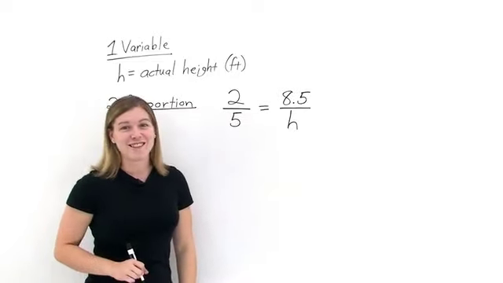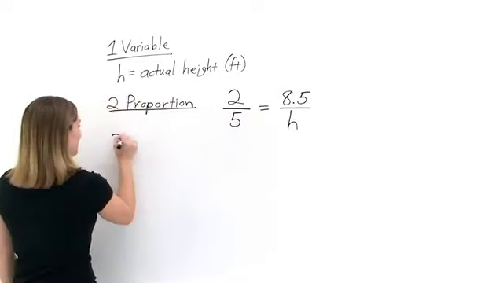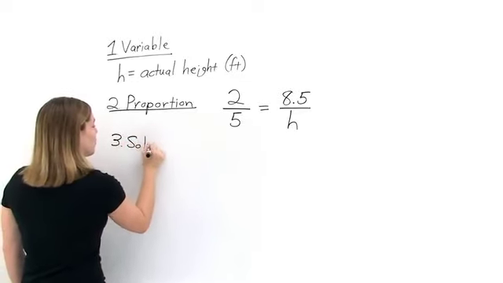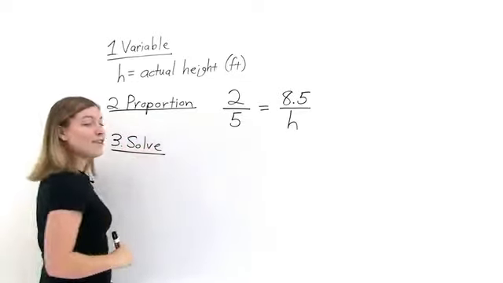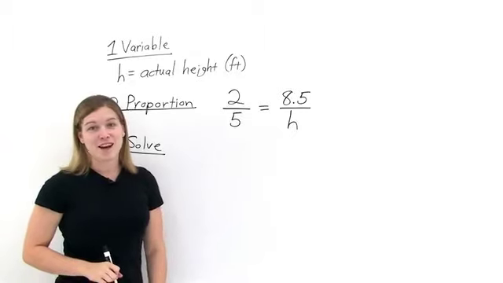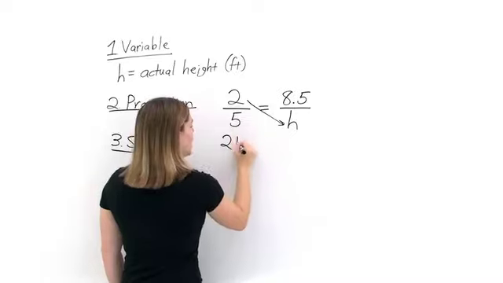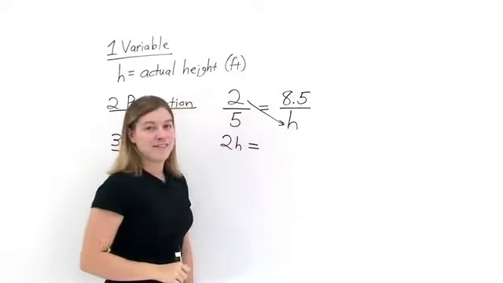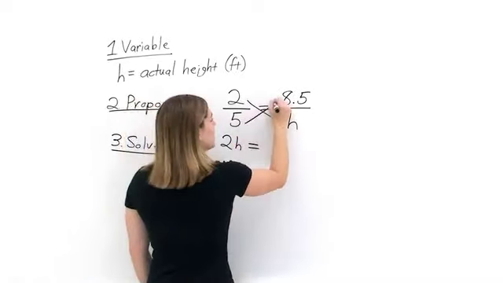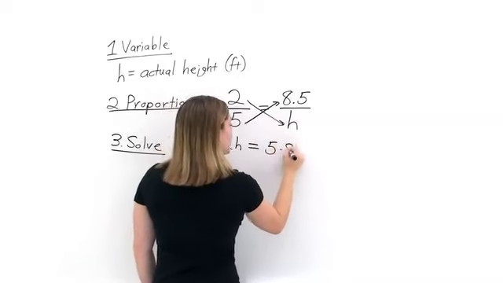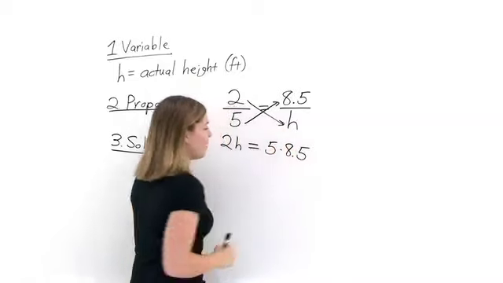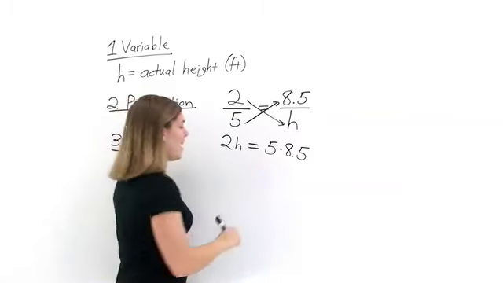In order to get our answer, all we need to do is solve for h. So in step number 3, we're going to use the means extremes property of proportions to solve for h. We'll take 2 times h and write that on the left-hand side of our equation. Then we take 5 times 8.5 and write that on the right-hand side. Now let's simplify this right-hand side.